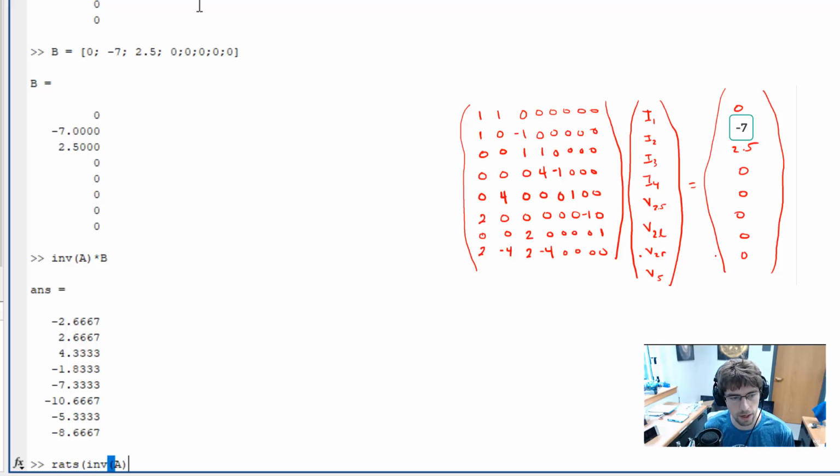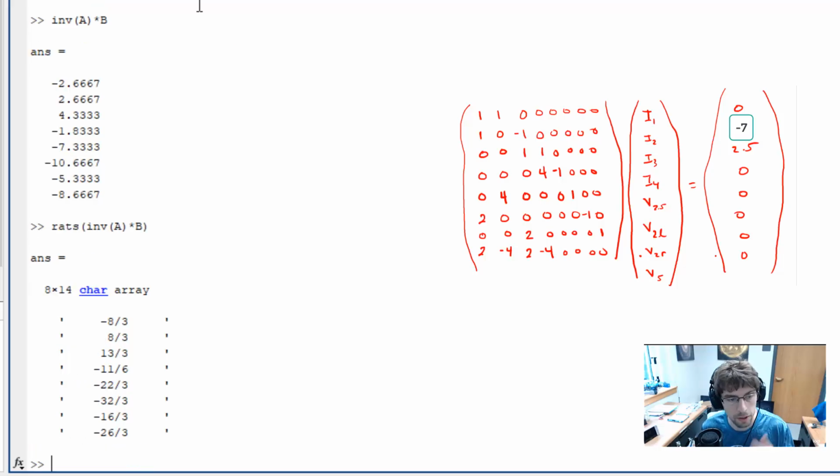And if we want, let's go ahead, inverse. We can get this as rationals. You can see that it's related to 3. So you see a lot of 0.666. You see a lot of 0.33s. So a lot of these are 1/3 of some sort. There we go. And boom, we're done.